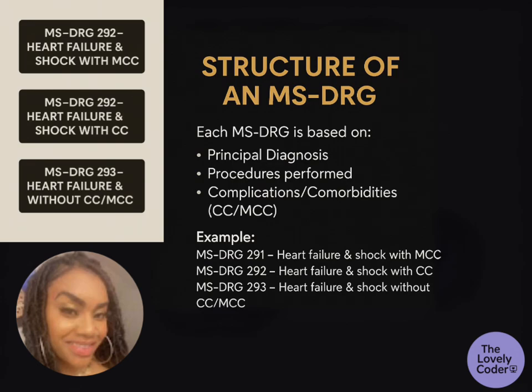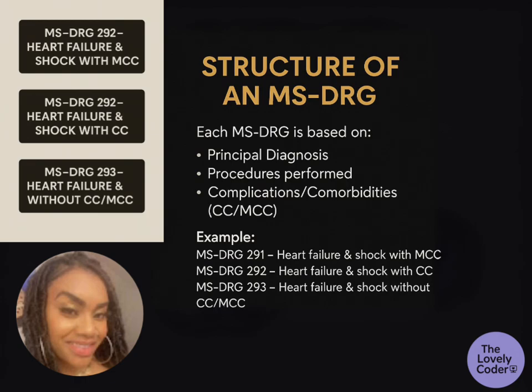So let's dive into the structure of an MS-DRG. Each MS-DRG is based on a few critical pieces. We have the principal diagnosis, which is the main reason the patient is in the hospital, any procedures that occurred during the stay, and any complications or comorbidities, things that make the case more complex.